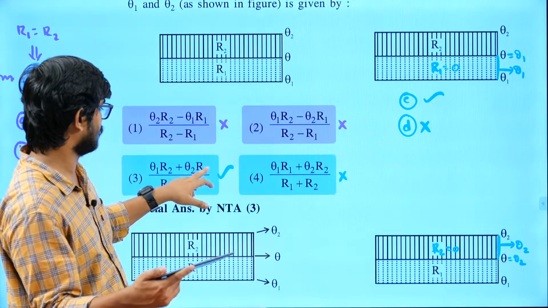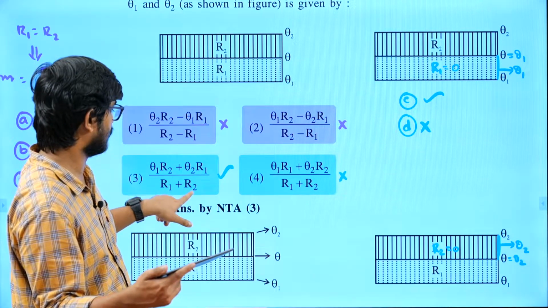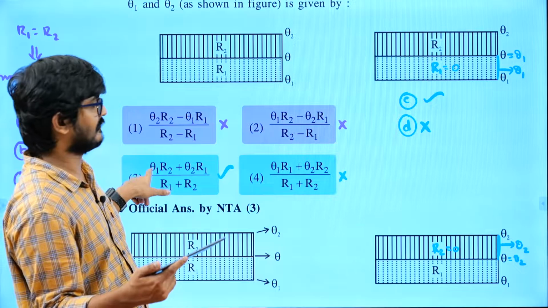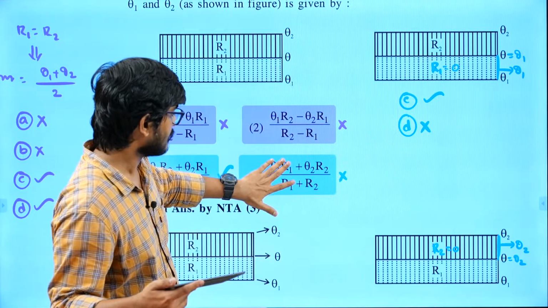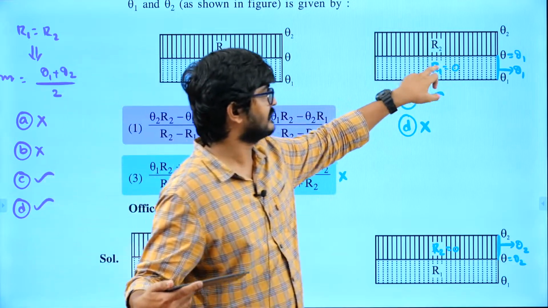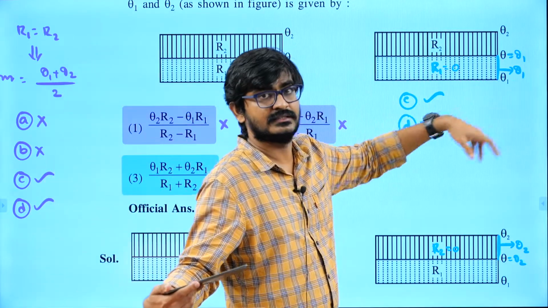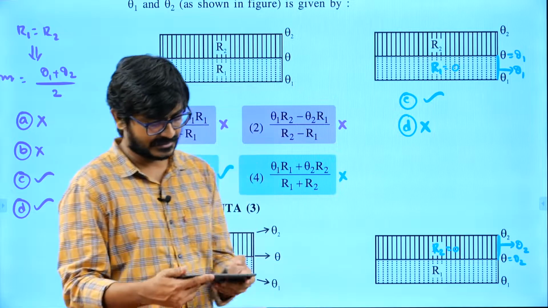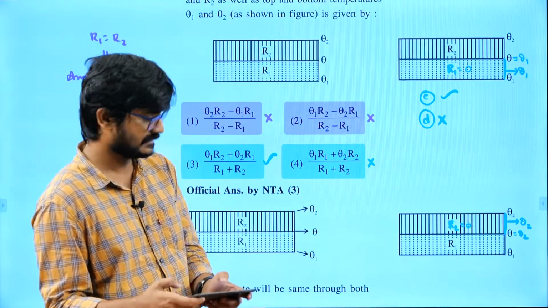If R1 is 0, this is going to be 0, this is going to be 0, and R2 and R2 will get cancelled. So this one is giving me theta 1. For the other, if R1 is 0, it is going to give me theta 2, which is not the right answer. I know if resistance is 0, then there must not be any temperature difference, right? So from there I can eliminate option D and I can mark option C as right.